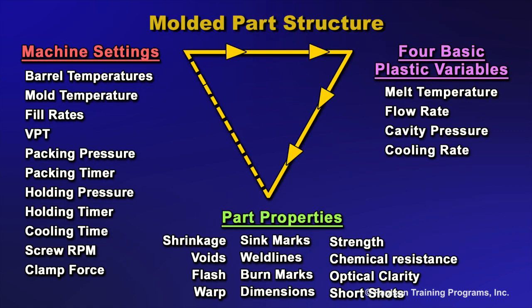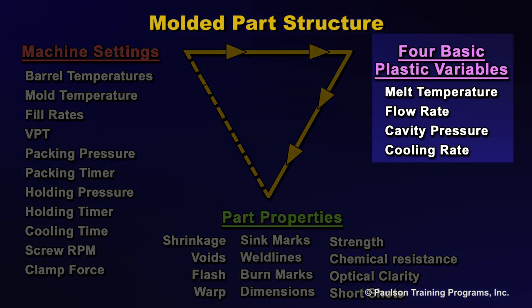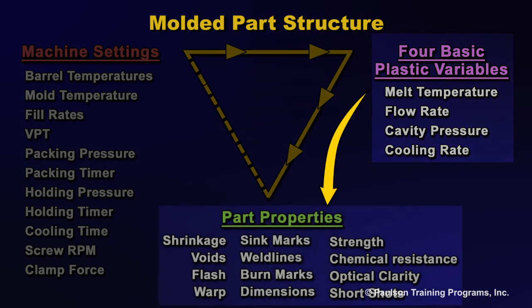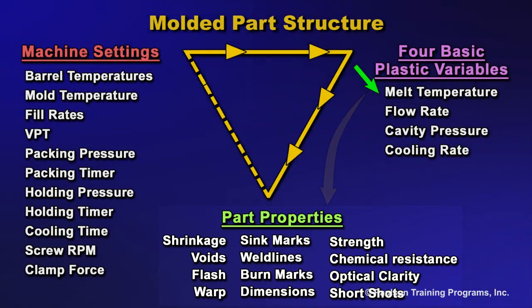We're going to examine how each of the four plastic processing variables affect the part structure, starting with the melt temperature.